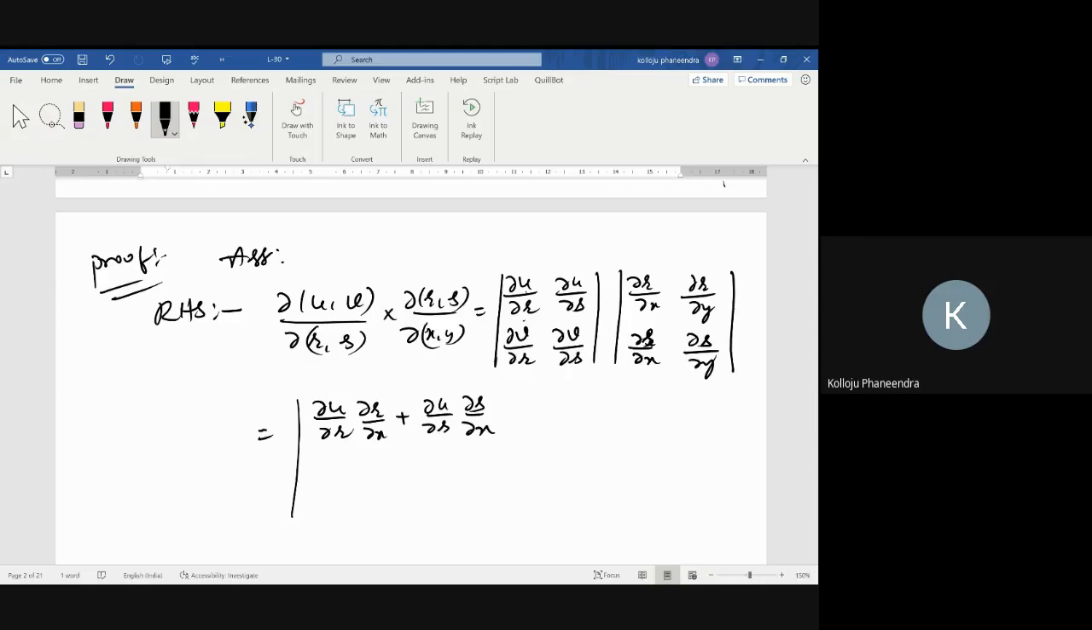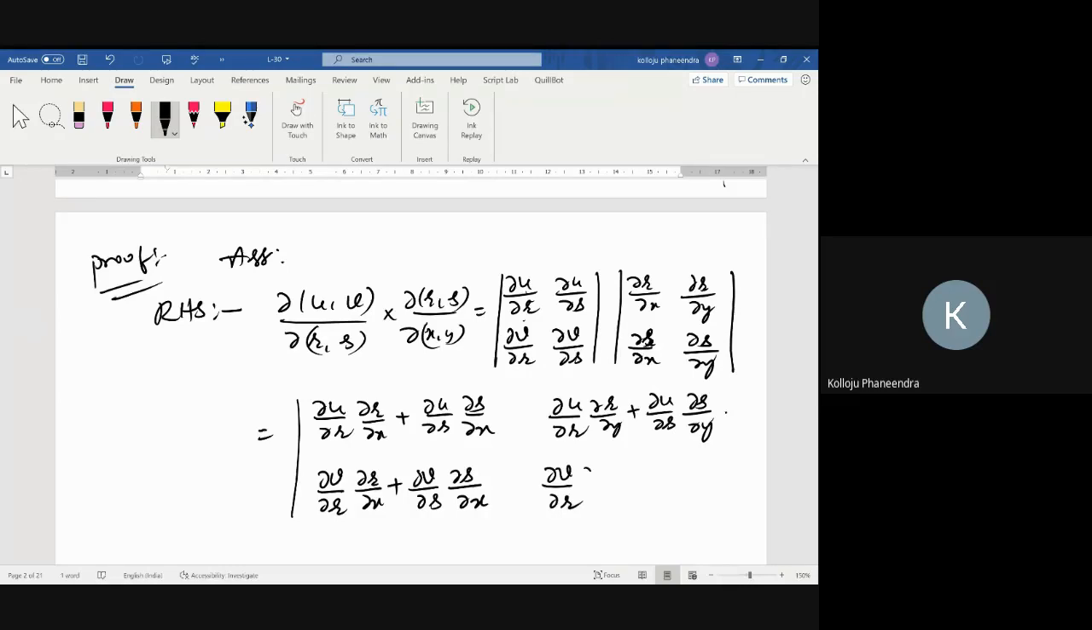∂u/∂r · ∂r/∂x + ∂u/∂s · ∂s/∂x, the 1-1 position. Next, the 1-2 position: ∂u/∂r · ∂r/∂y + ∂u/∂s · ∂s/∂y. And third, the 2-1 position: ∂v/∂r · ∂r/∂x + ∂v/∂s · ∂s/∂x. Last, the 2-2 position: ∂v/∂r · ∂r/∂y + ∂v/∂s · ∂s/∂y.